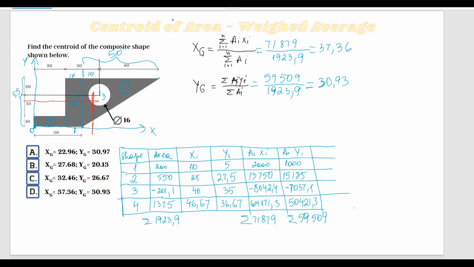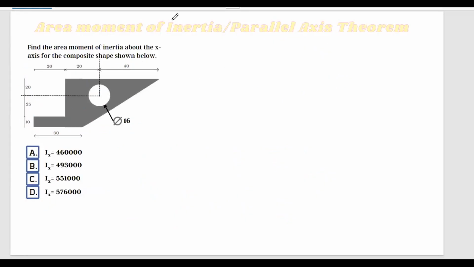And the correct answer, we have 37, 36, 4, and 3093. So the correct answer is D. Now let's move forward. Next problem is actually the same shape, and we have to calculate the area moment of inertia about the x-axis for this composite shape.